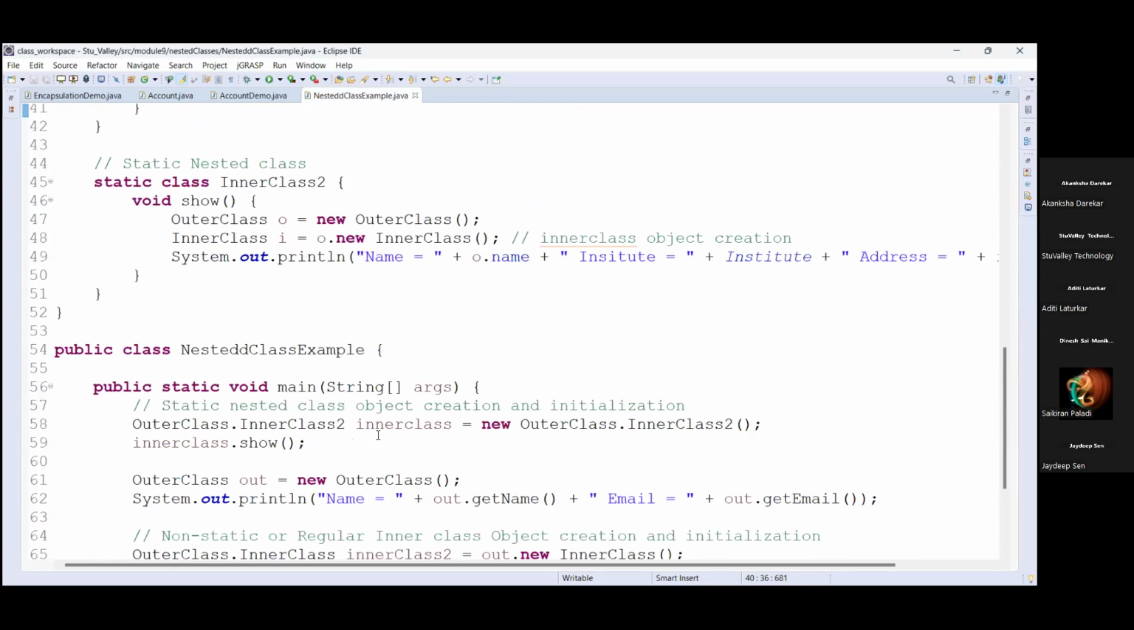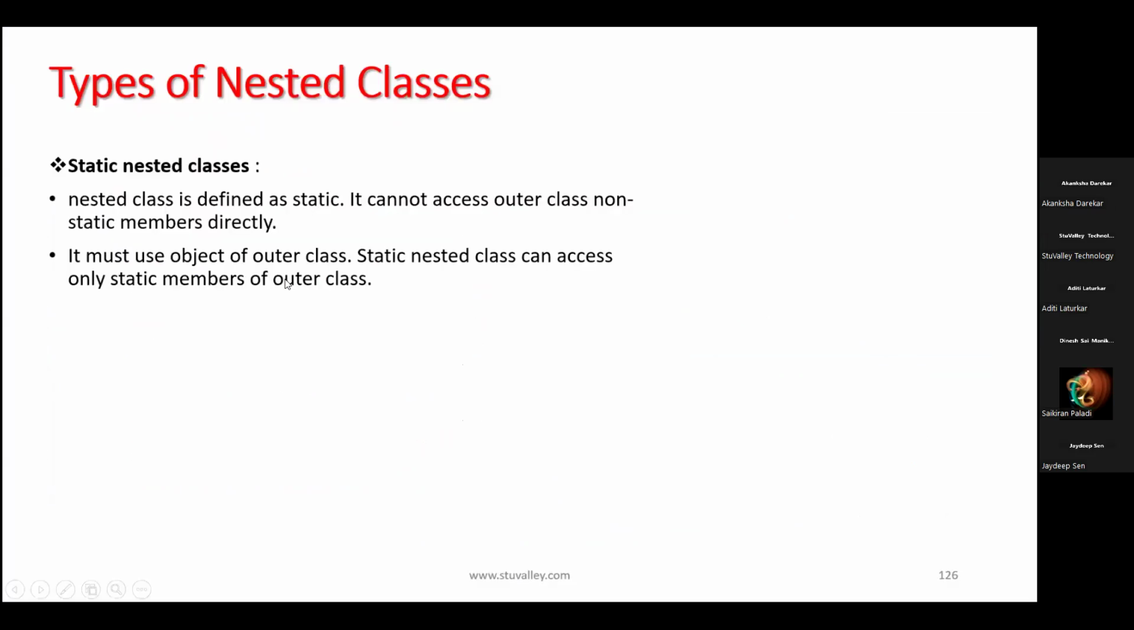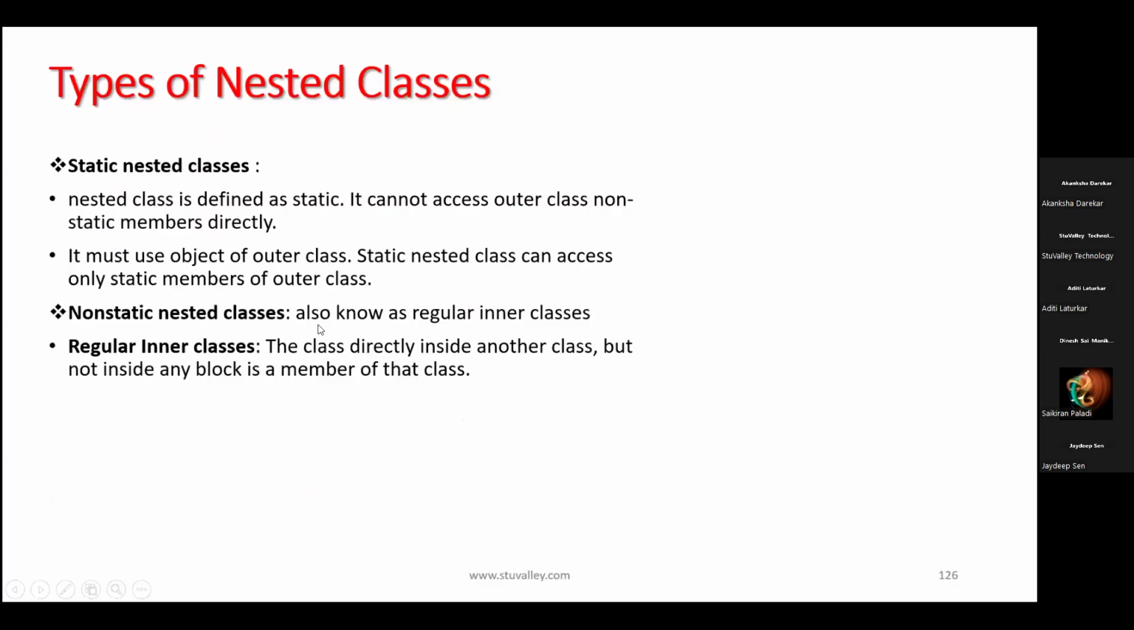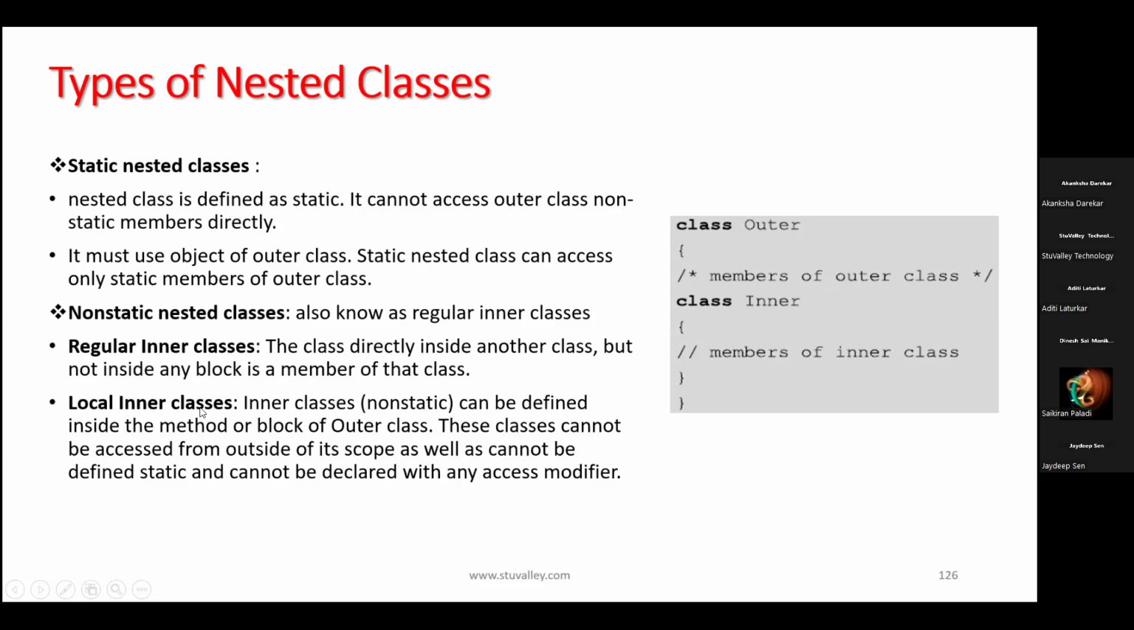So today we are going to see the next points with the same part. So we have seen the static nested classes, non-static nested classes. In non-static nested classes, we have seen regular inner classes, right? Second one is local inner classes. Okay, so these are different types of inner classes. So second type of inner class is local inner class.